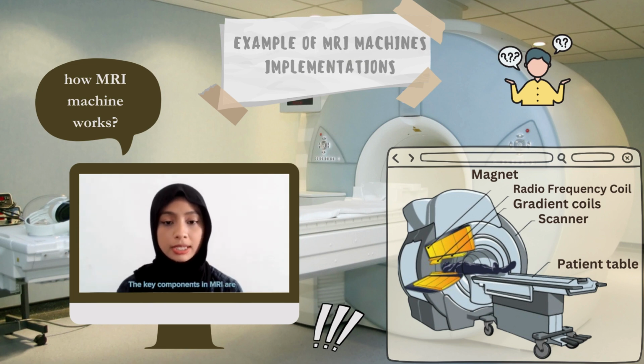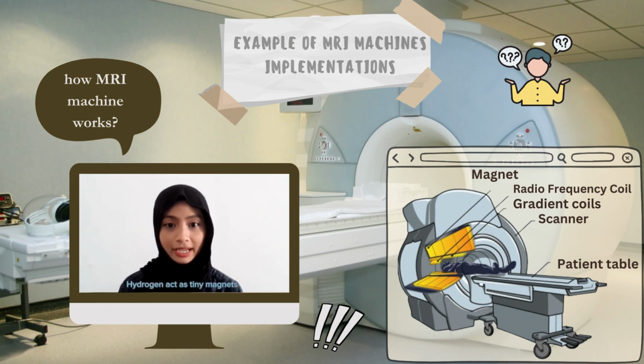MRI is a medical imaging device. The key components in MRI are the magnet, radio waves, gradient coil, and a computer. A person's body has 16% water, and water is magnetic. Billions of water molecules inside the body consist of one oxygen atom and two hydrogen atoms, called H2O.